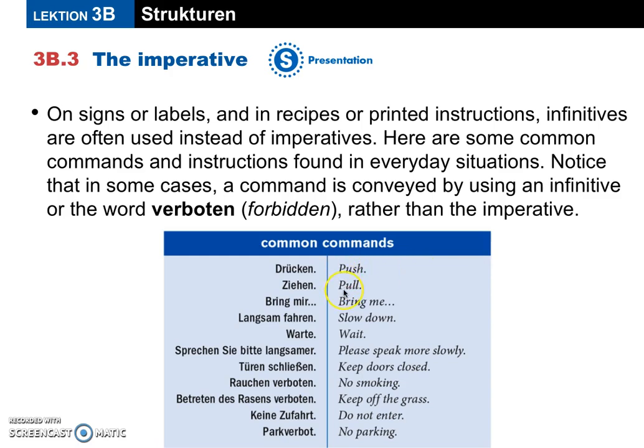Drücken, push. Ziehen, pull. Bring mir, bring me. Langsam fahren. Warte. Sprechen Sie bitte langsamer. Türen schließen. Rauchen verboten. Betreten des Rasens verboten. Keine Zufahrt. And Parkverbot, which are very common commands.